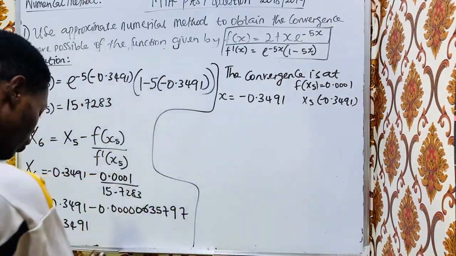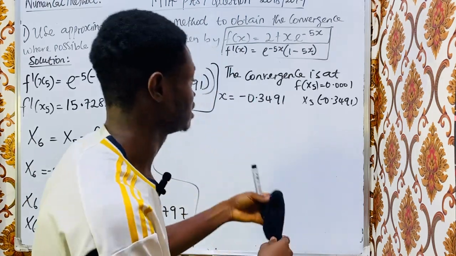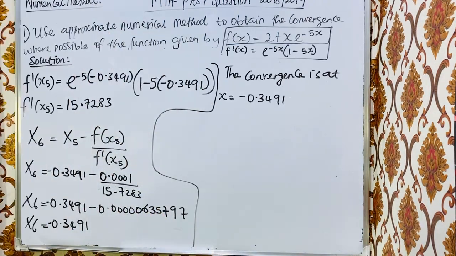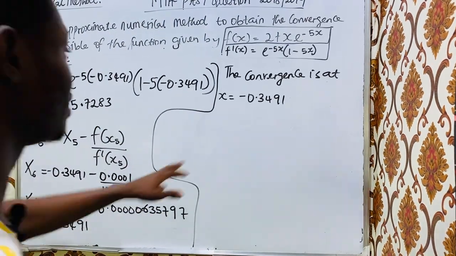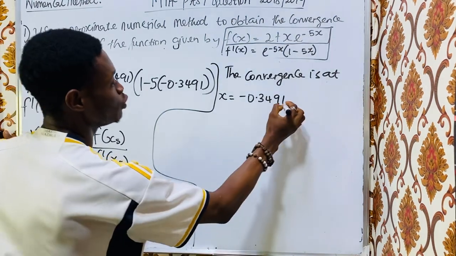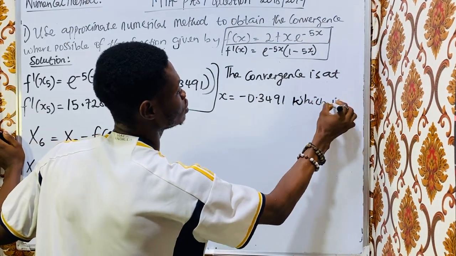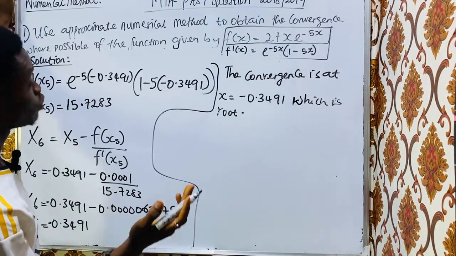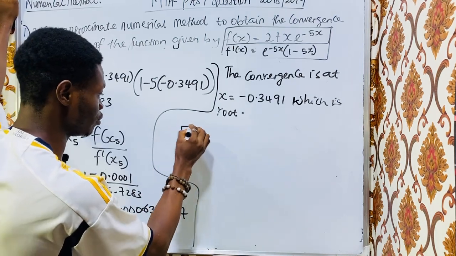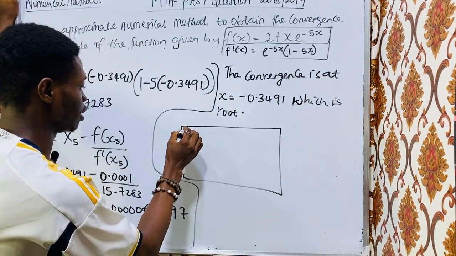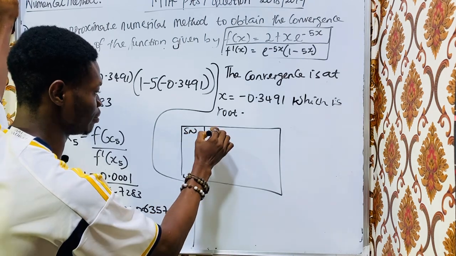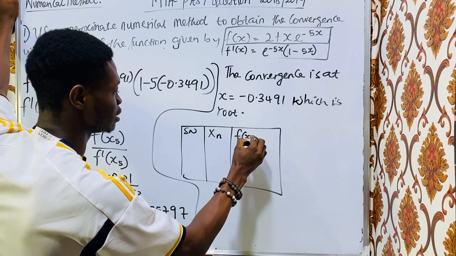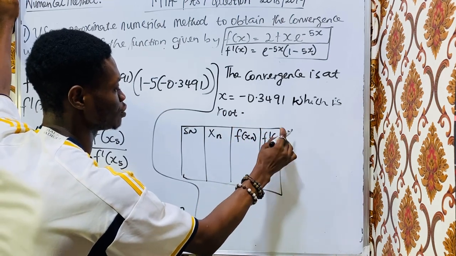So do you see that if you keep on doing it, it will be the same thing? I hope you can see it too. So the convergence is at x equals minus this, which is the root of this function. So this is the end of the question. If you like, you can still construct a table. Then this one can be your serial number, then xn, then f of xn, and f prime of xn.